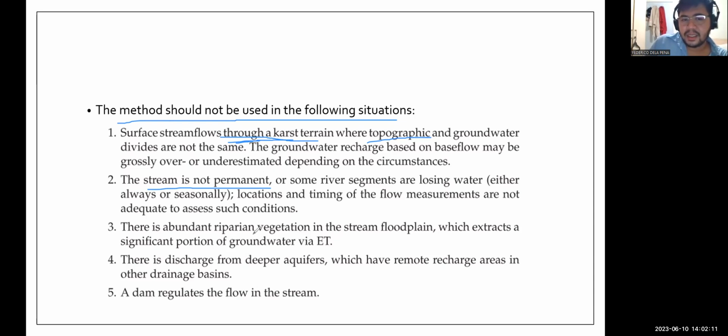And you also cannot use it in areas with abundant riparian vegetation or in areas with very extensive floodplains, where you're actually losing a lot of water to evapotranspiration. And you cannot use it in areas with deep aquifers. So this is not useful for mountain areas because in mountain areas, of course, you can get a lot of water from distant or deep aquifers. Also, you cannot use it in an area that is actually being affected by a dam.